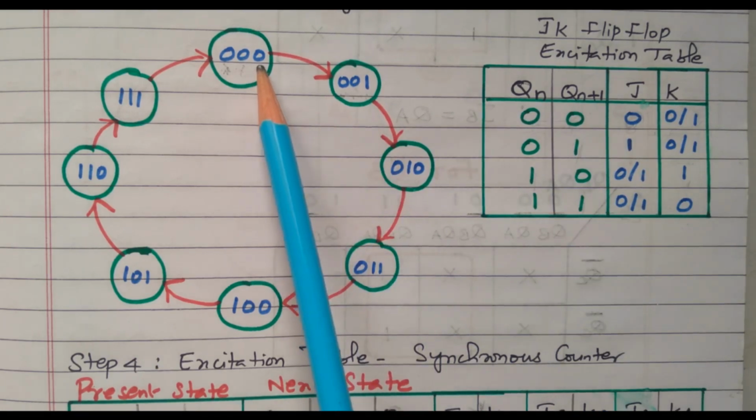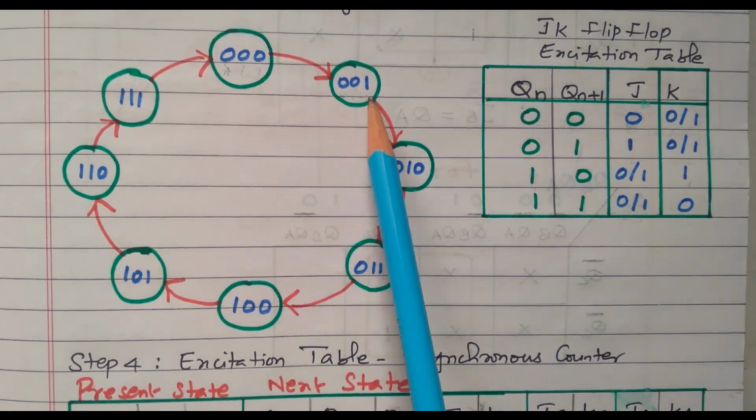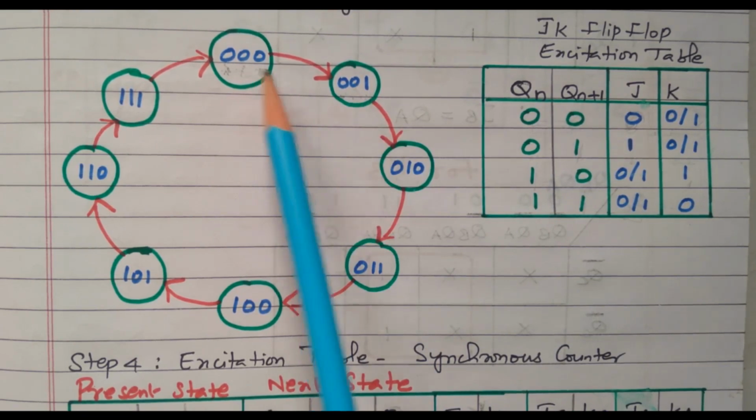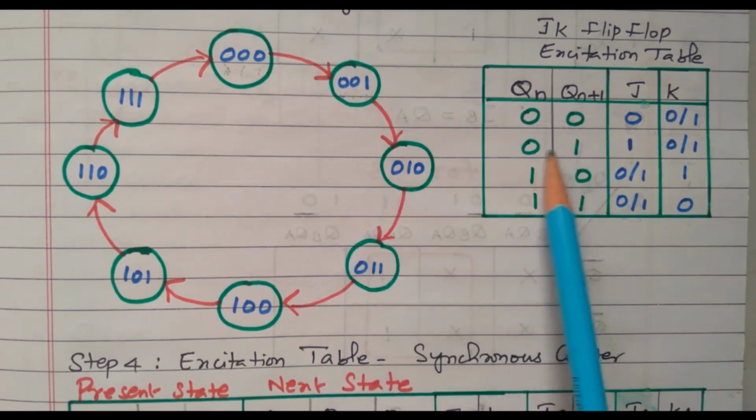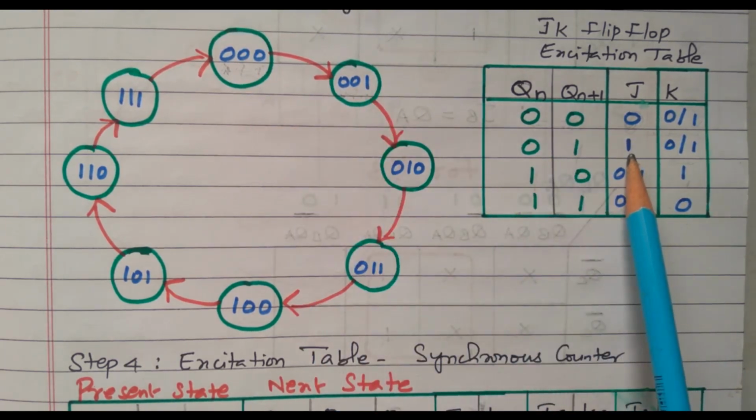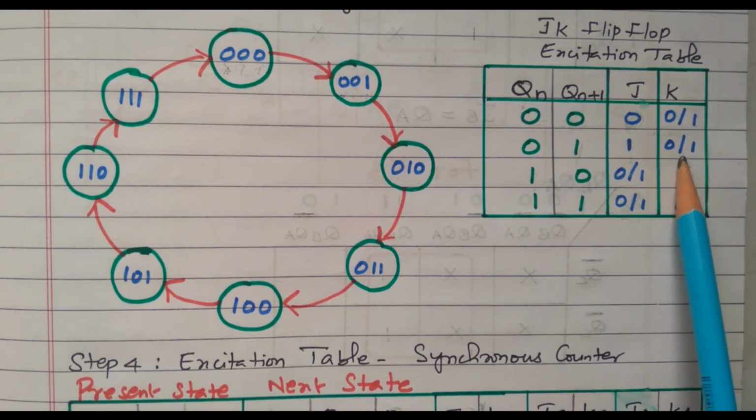But the third flip-flop A is 0, and now it changes to 1, right. Current state is 0, now changed to 1. So what is the input required for changing from 0 to 1? It is 0 to 1, so J is 1, K may be 0 or 1, right.